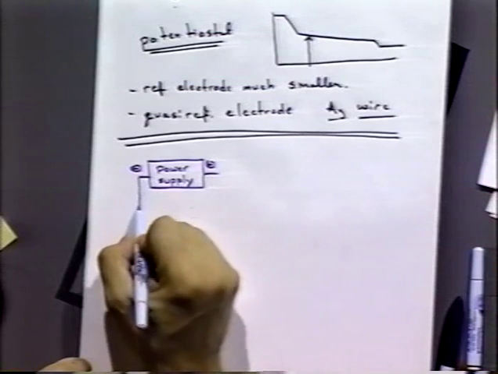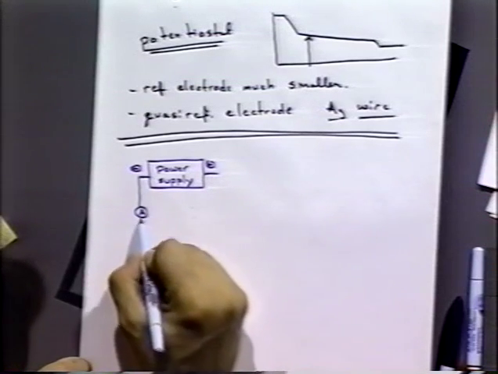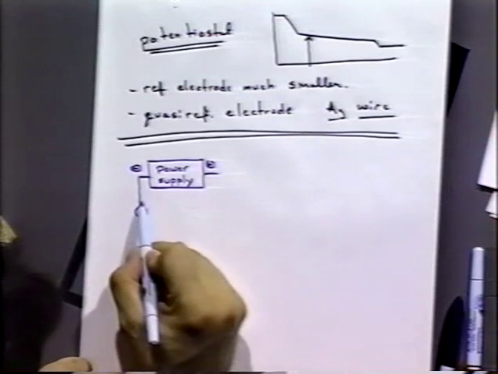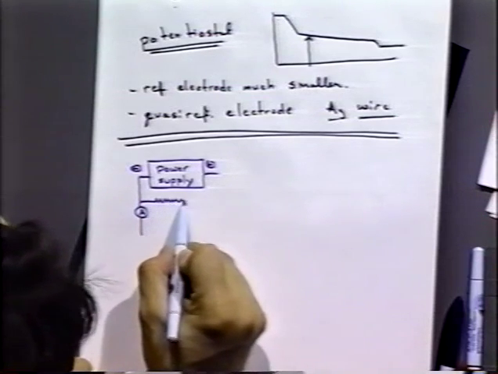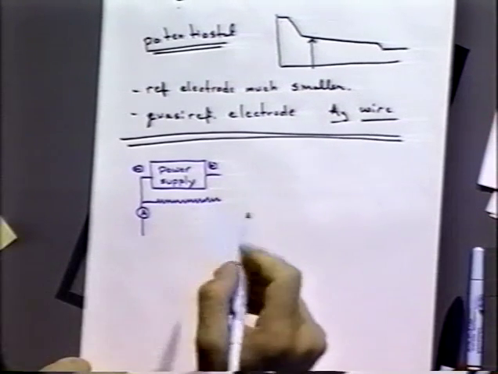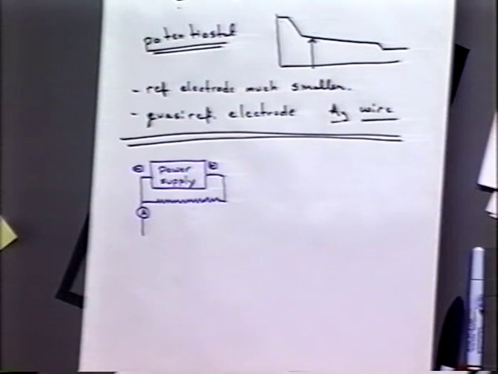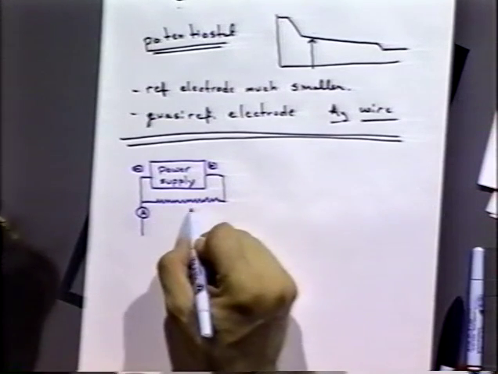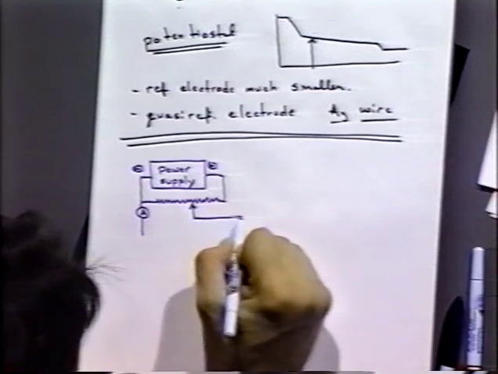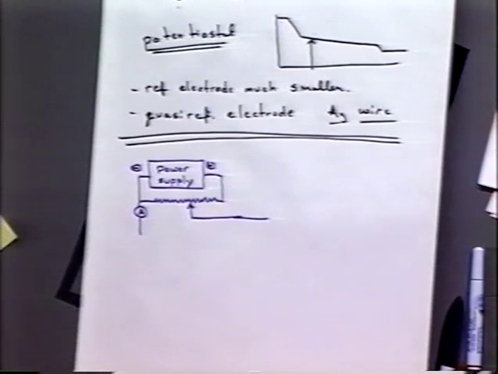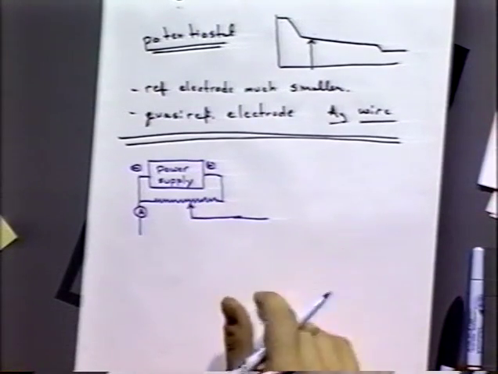What we can do is we can put in an ammeter again, and we can put in a way to adjust the potential of the power supply. Again, we can do that by using a variable resistor, and by using a little tap on that variable resistor, we can adjust the potential to whatever we desire. So this is our variable resistor again.